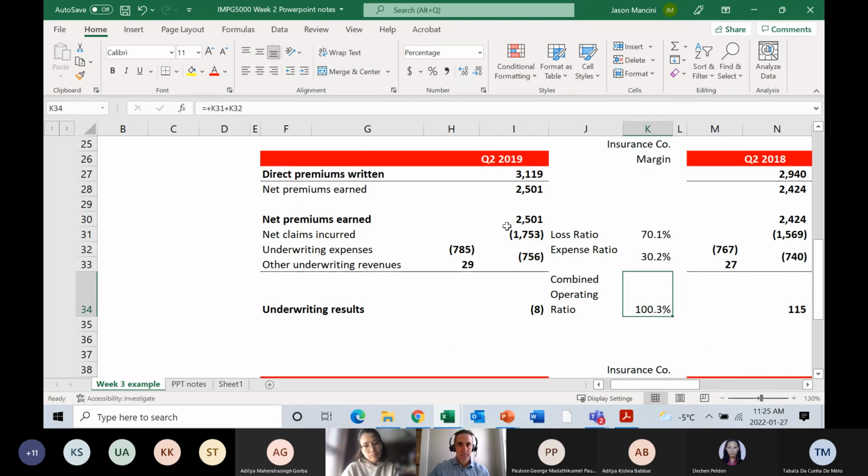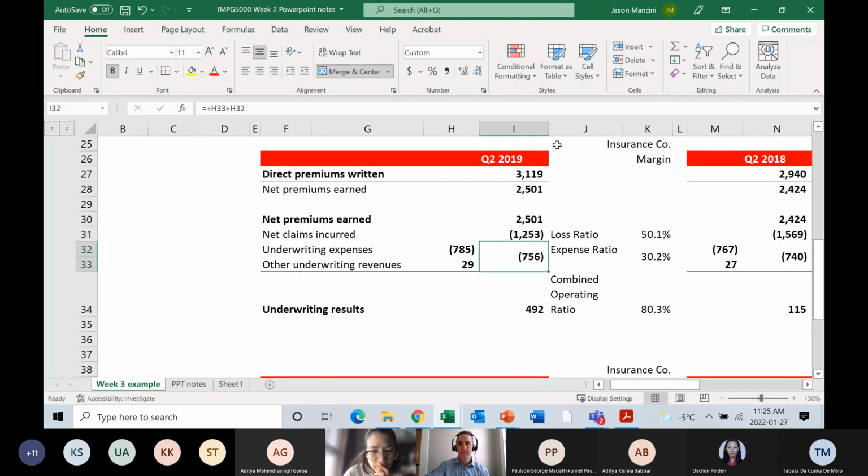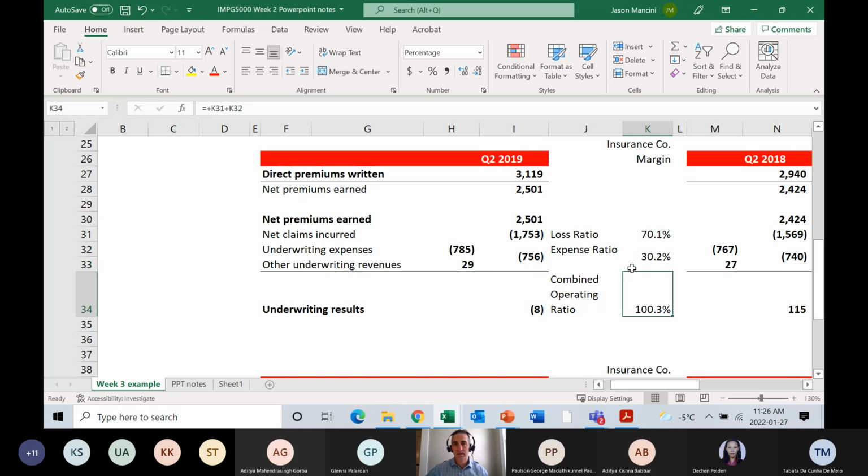If we had less losses, so instead of 1700 we have 1200, the loss ratio would have decreased from 70 to 50, and the combined ratio decreased from 100 to 80. And instead of an underwriting loss, we have underwriting profit. Back to the way the example was. Does that help with the combined operating ratio?